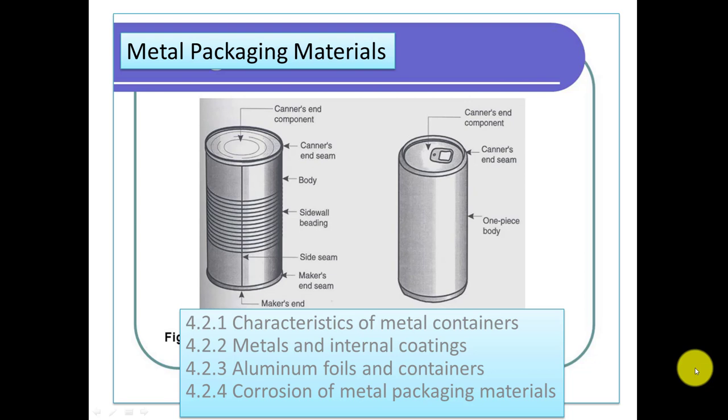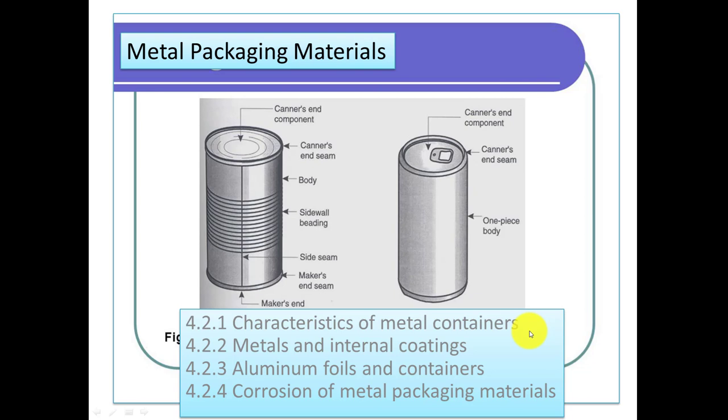So this is the second part, and in this part we will learn about the different metals that are used for manufacturing packaging material, and ultimately those packaging materials are used for food packaging. In this unit we will learn the different types of cans and how they are manufactured, and it also includes some aluminum cans. Finally, the last part of this unit is about corrosion of metal packaging materials.